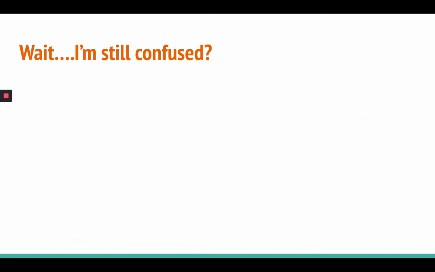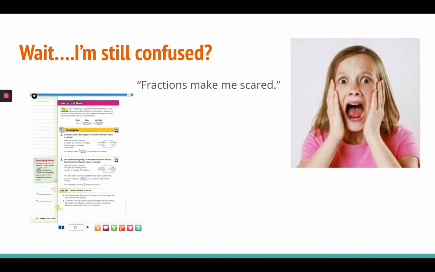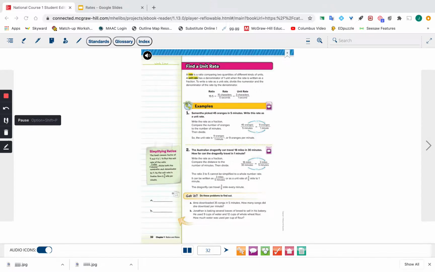Some of you are going to be still confused because it was a fraction and that makes you scared. So I want to point something out. In your book, if you're using the online book, I got that example off page 32, and you're looking at a picture of page 32. There's also a little tutor icon. You'll notice this throughout your book. Whenever you see that little icon, you can actually click on it. So I'm going to jump into my online book right now and show you what this does. Okay, here I am. Page 32.